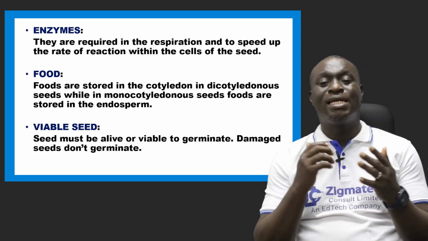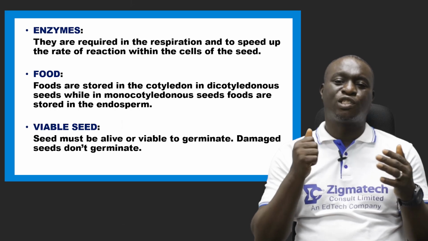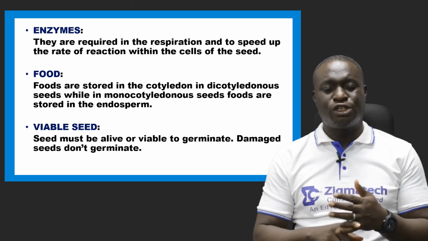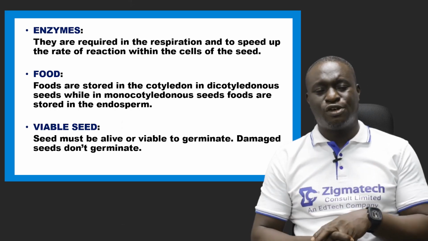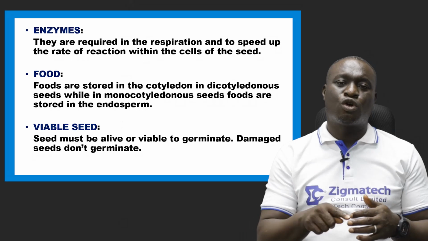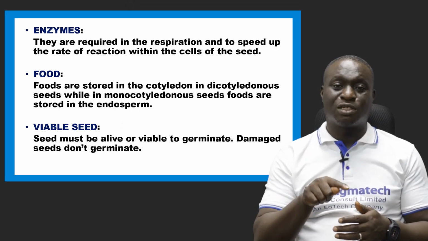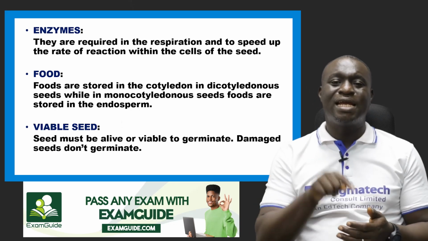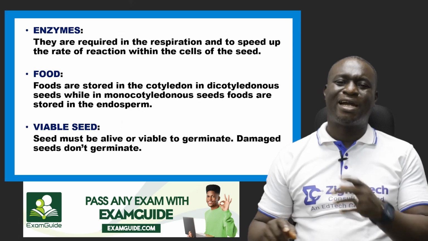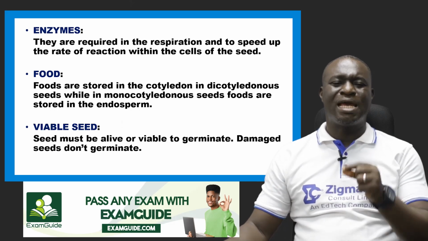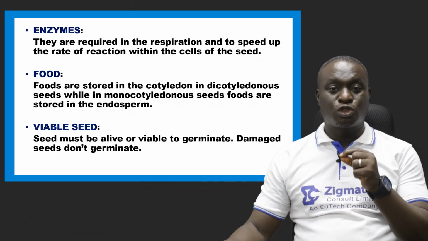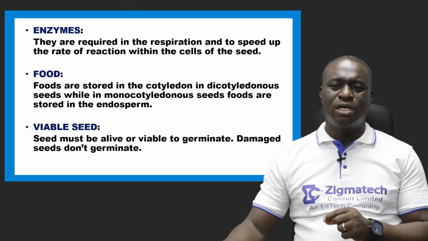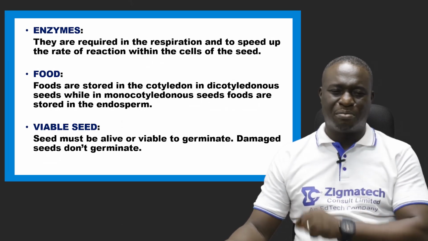The embryo actually needs food, where energy is stored. Now, food is stored in the cotyledon, mostly, like I said, in dicotyledonous plants or seeds, but in monocotyledonous seeds, the food from which the embryo obtains its energy is stored in the endosperm. And then finally, one of the conditions that aids germination is that the seed must be viable.